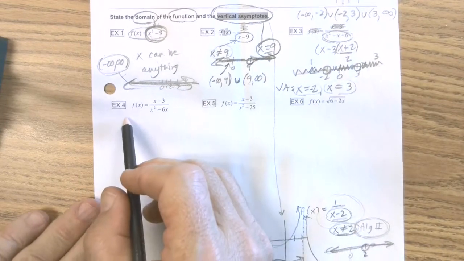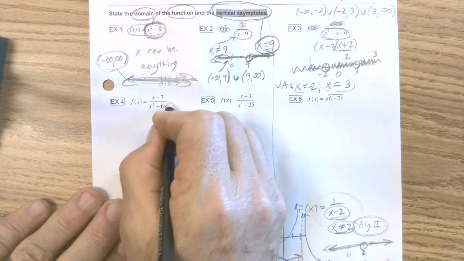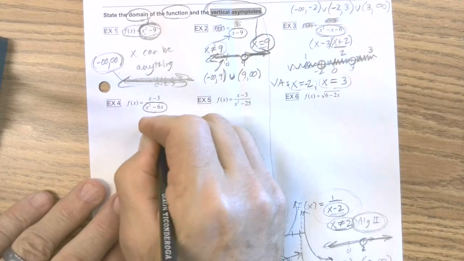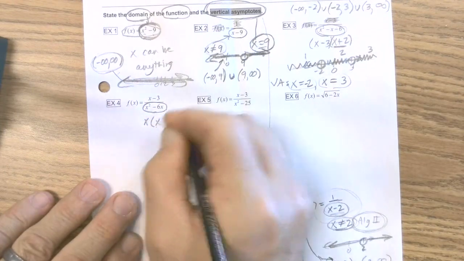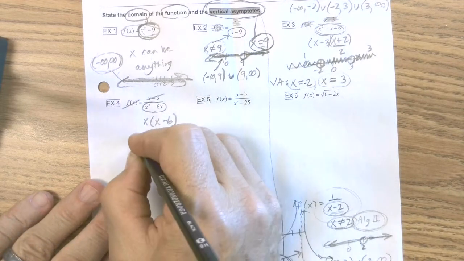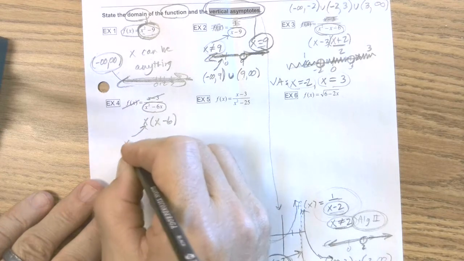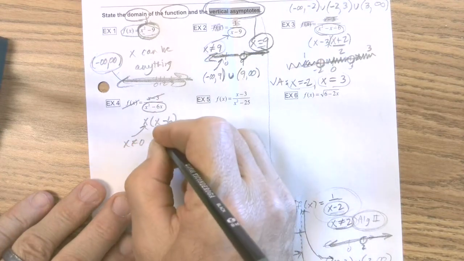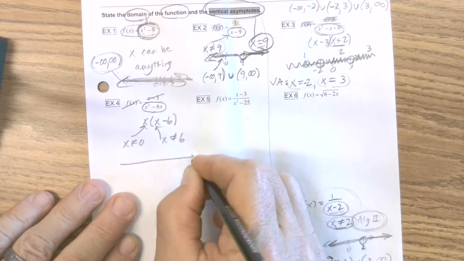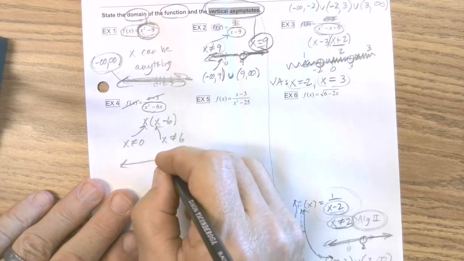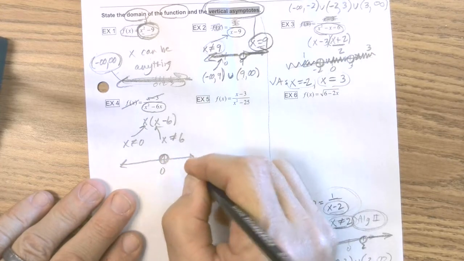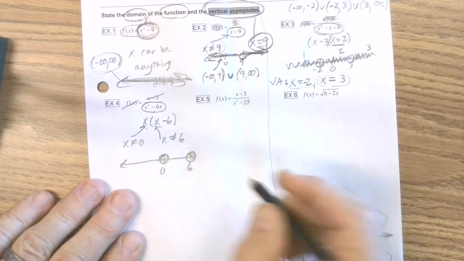Okay, like I said in the previous example, we have to factor the denominator if it's factorable. We're going to go x minus 6. I'm not worried about the numerator. I'm not worried about y. I'm going to concentrate on this. x cannot equal 0, and x cannot equal 6. So I'm going to draw a little line here. There's my 0. x cannot equal 0. Open circle. 6. Open circle.